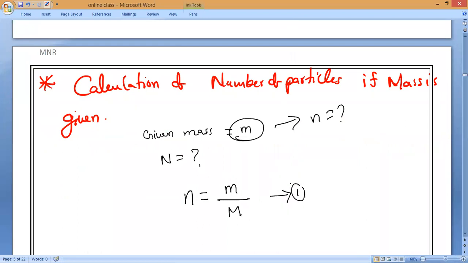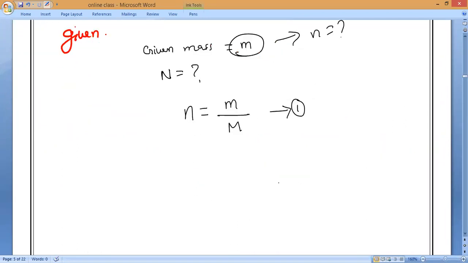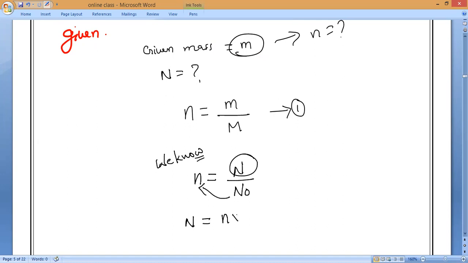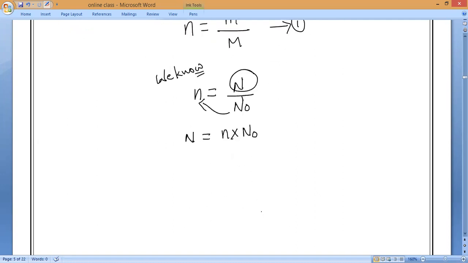Let me take this as equation number 1. Now, they are asking the number of particles. So we know, very simple, number of moles is equal to number of particles divided by Avogadro number. Now we want this one, so move it to this side: number of particles is equal to number of moles into Avogadro number. That is what you have to remember.